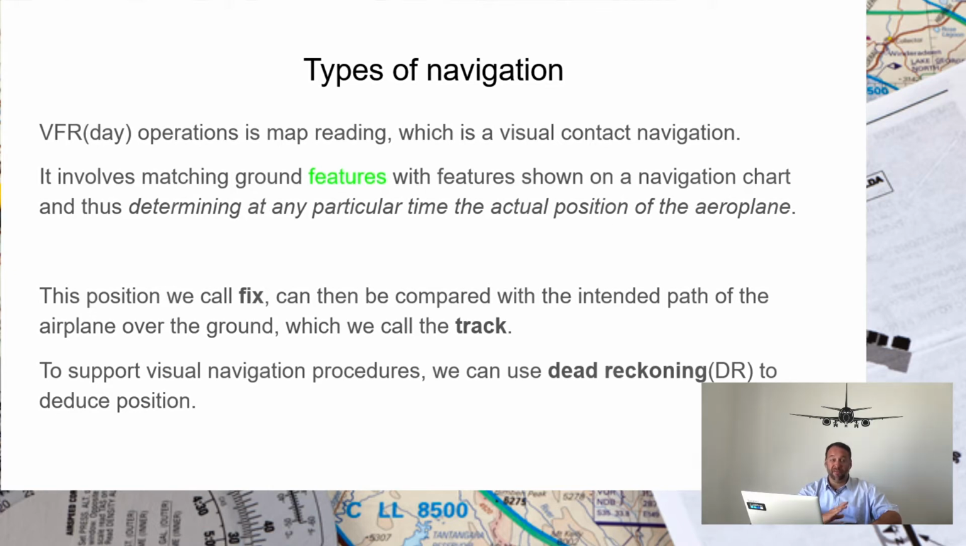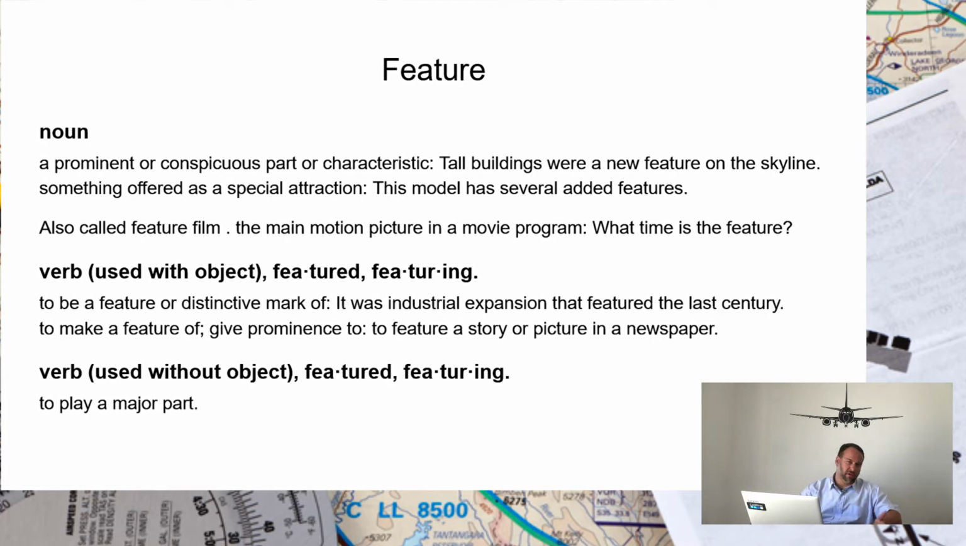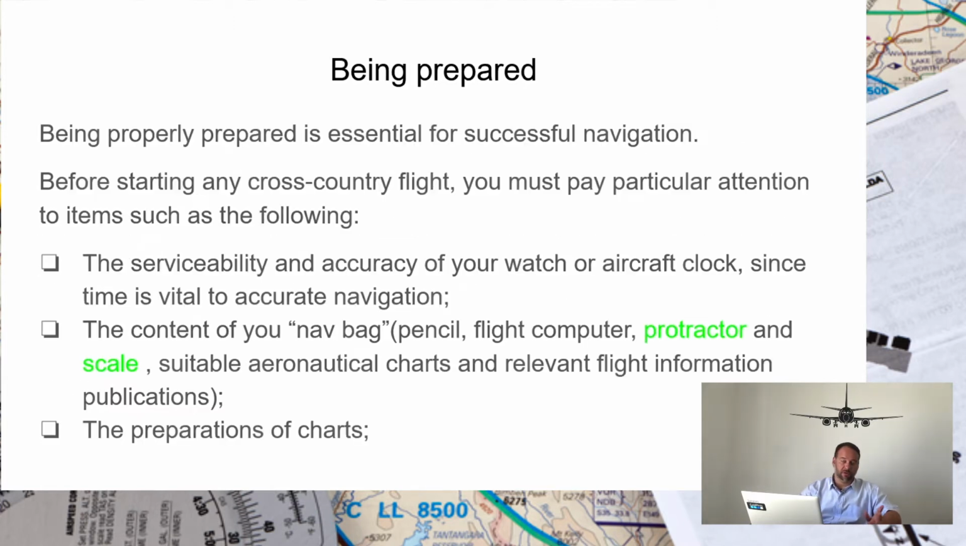This position we call fix, very close to Portuguese, can then be compared with the intended path of the airplane over the ground, which we call the track. To support visual navigation procedures, we can use dead reckoning, the DR, to deduce position. Dead reckoning is when you're lost, you're reading from the ground to the map. So here is the meaning of feature. You can pause if you want to know that.